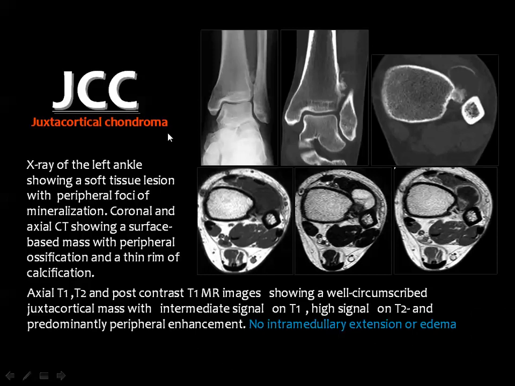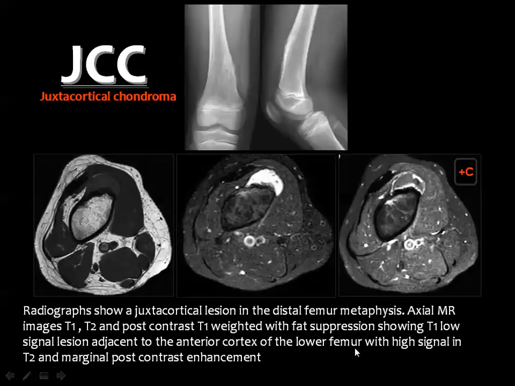This is an example of juxtacortical chondroma in the distal part of the tibia. You see the irregularity of the cortex, some of the ossification or soft tissue calcification, and is also evident by CT. By MRI, the mass is of low signal in the T1, high signal in the T2 with marginal post-contrast enhancement. And you should remember that this lesion does not invade the medulla of the adjacent bone and is not usually associated by bone marrow edema or soft tissue edema.